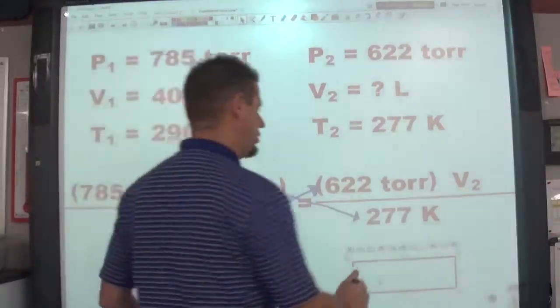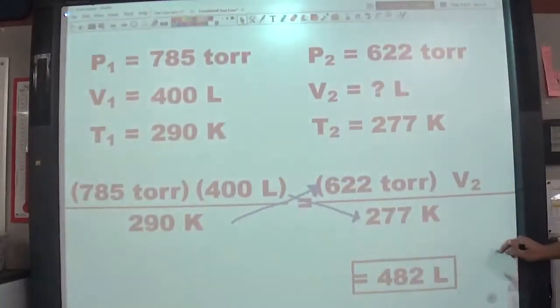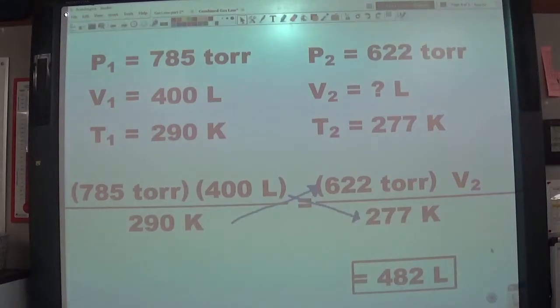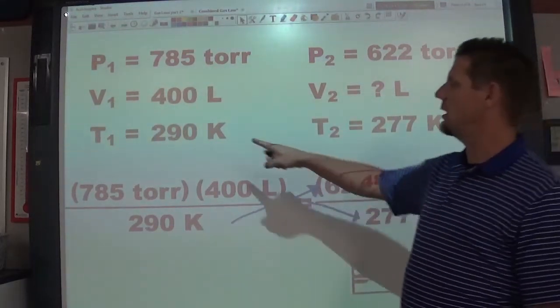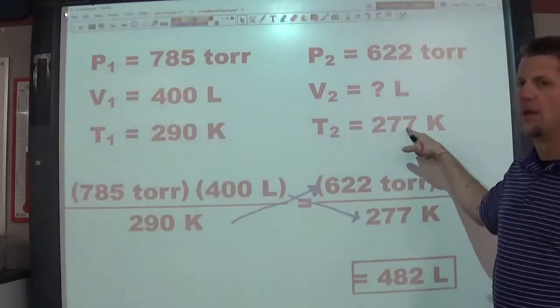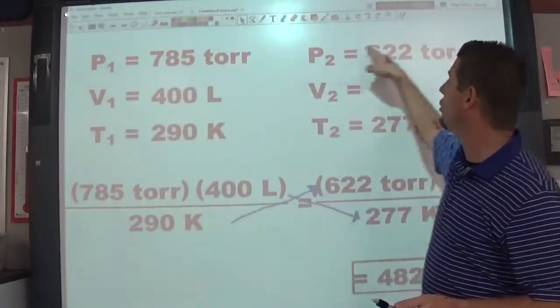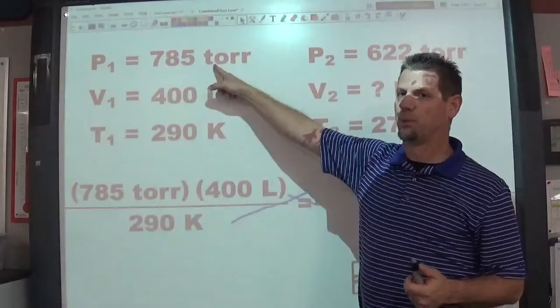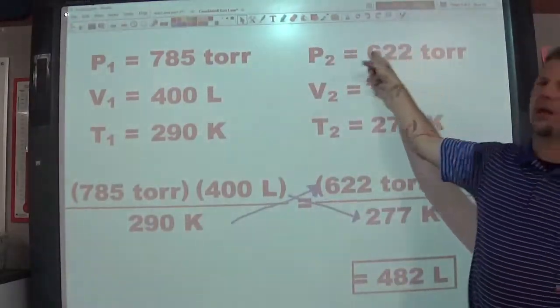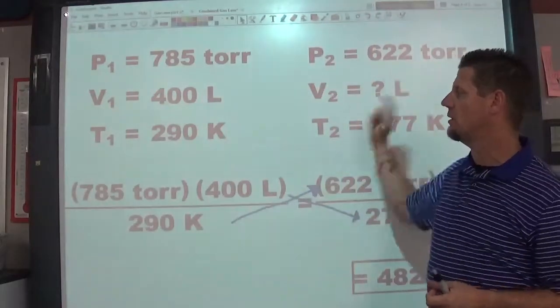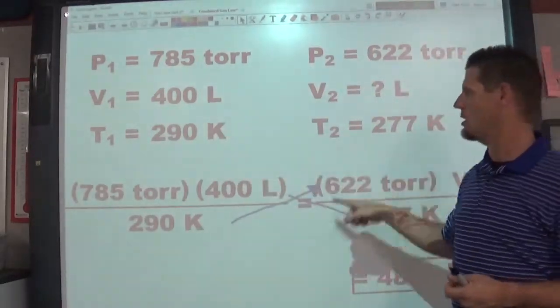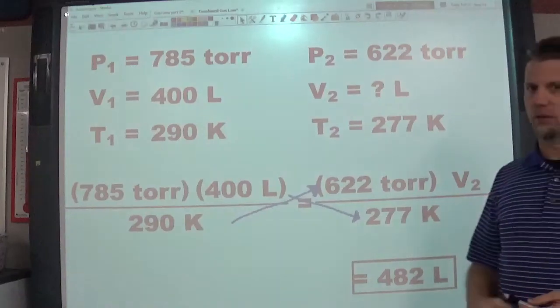Here we go. Did you get this for your answer? You should have got 482 liters. If you did not get 482 liters, then you need to go back and figure out what happened. In this specific case, the temperature drop was very, very small. So the volume going down was not as great as this huge pressure change, right? Percentage-wise, this is a much bigger percentage of pressure change than the percentage of temperature change. So it makes sense that our volume got larger.